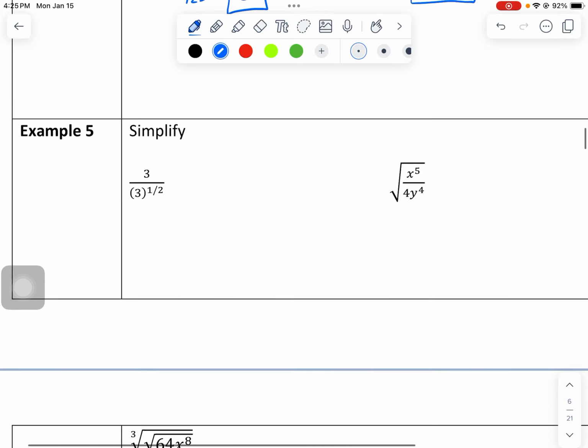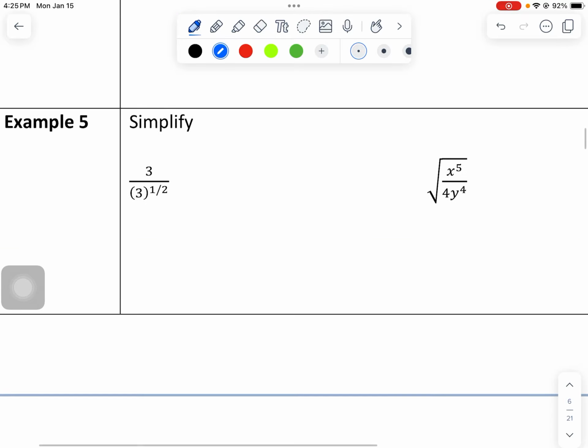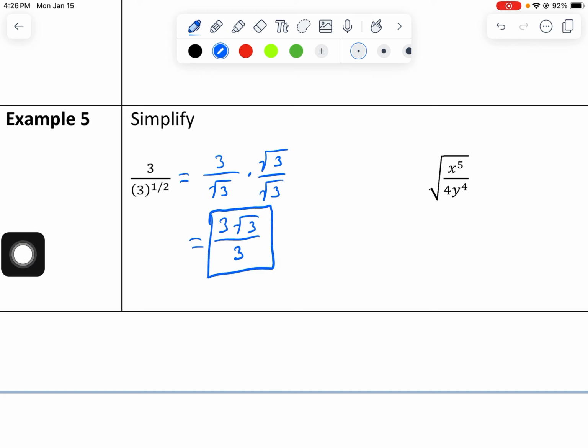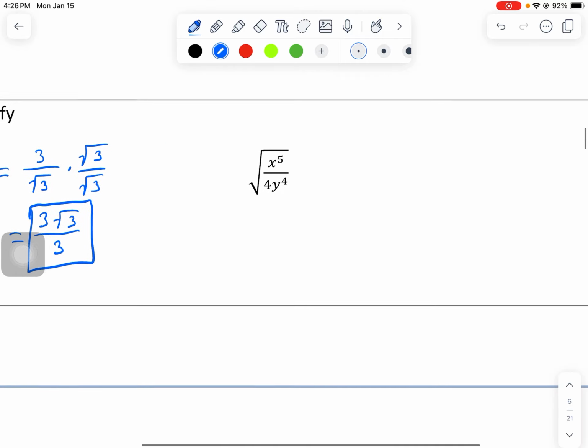Okay, a few more to go. This one here, when you're simplifying, is the same as 3 over the square root of 3. I like to rewrite the fractional exponents as radicals because we're used to radicals. So now we would recognize that we're not allowed to have a square root on the bottom. So we would multiply by the square root of 3 over the square root of 3. This would give us 3 square roots of 3 over 3 because the radicals would get rid of each other, or you could think of it as the square root of 9 on the bottom. So this would be the simplified answer that we're looking for.